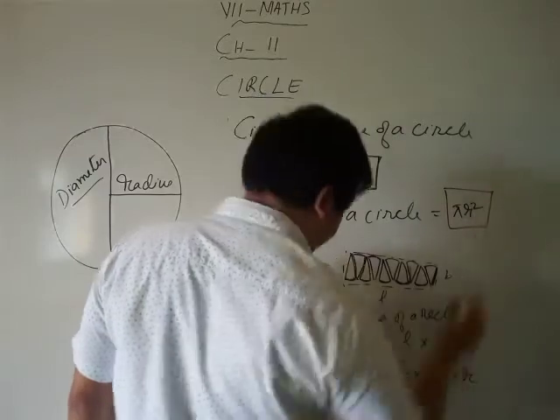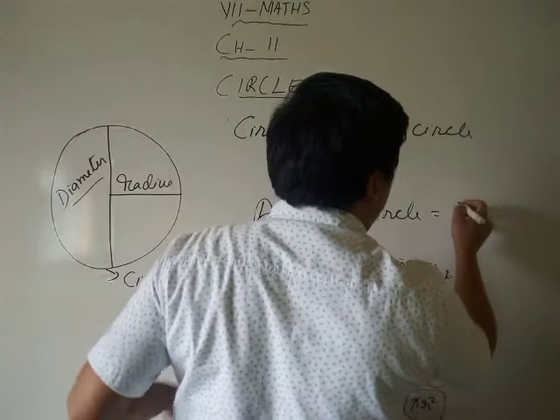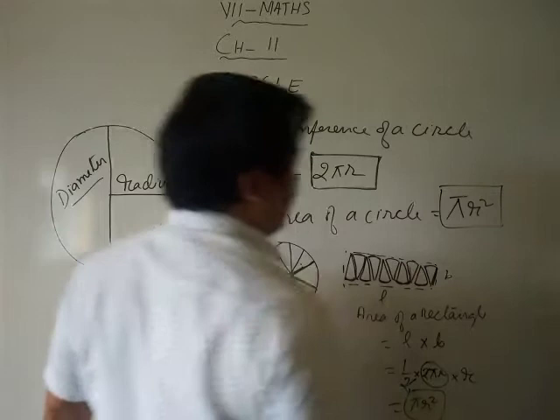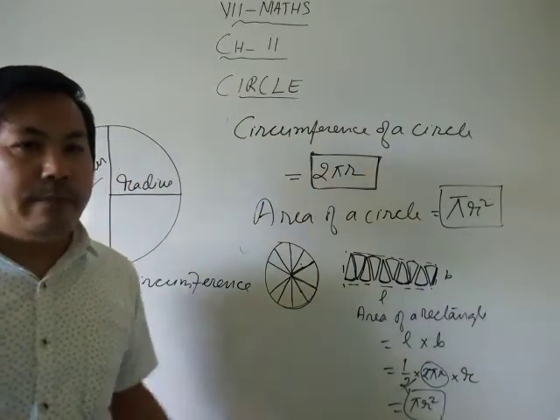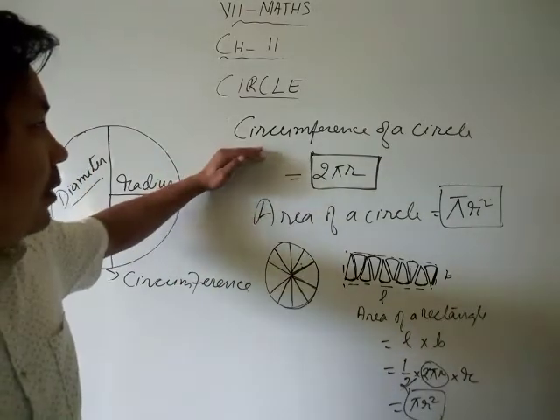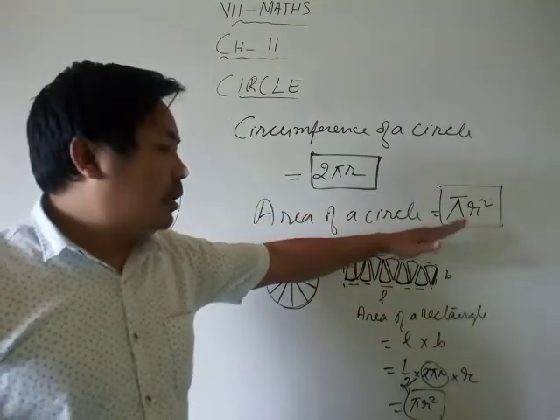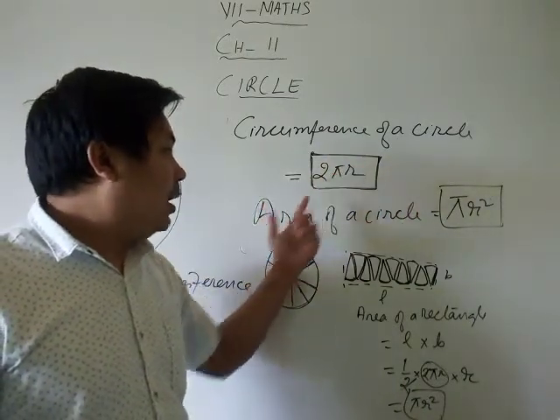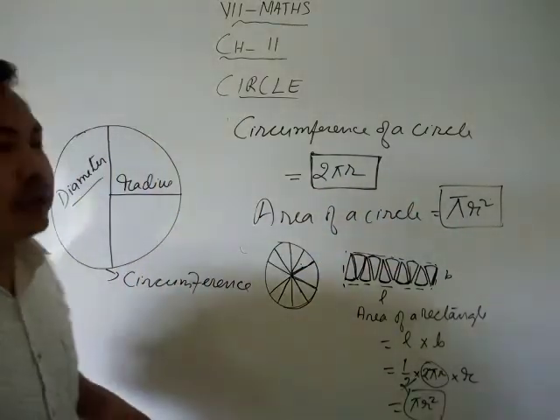Once again, the area of the circle is pi r square. You should not forget this basic equation. These equations are very important for you to remember for finding the area and circumference of a circle. The circumference of the circle is 2 pi r, and the area of the circle is pi r square. These two you have to remember, and with this let's go to the next exercise.